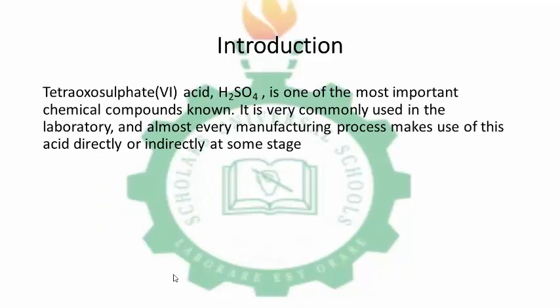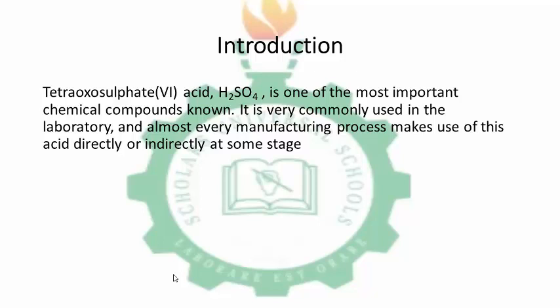Now, let's go to tetraoxosulfate 6 acid. Tetraoxosulfate 6 acid is the most important chemical compound known, and it is commonly used in the laboratory. Almost every manufacturing process makes use of this acid directly or indirectly. Almost all chemical reactions make use of this acid.